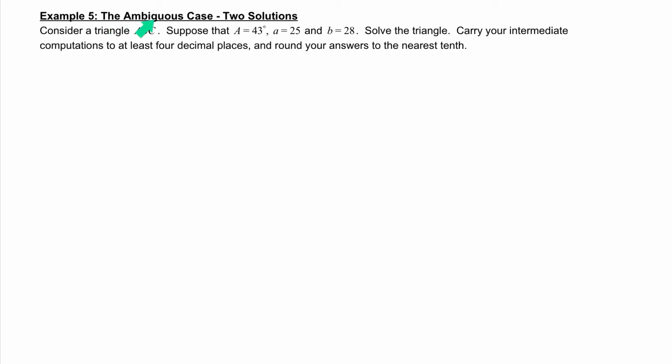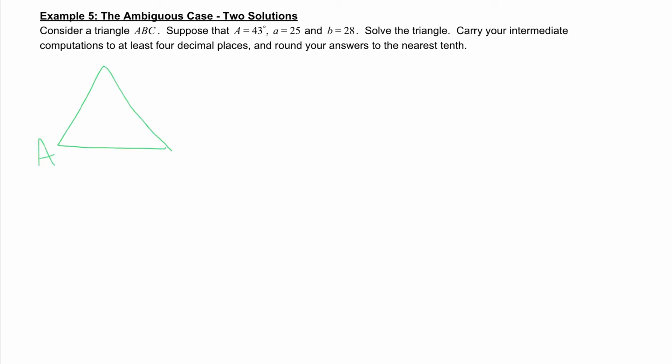In example 5, we're going to see that ambiguous case now that has two different solutions. It says, consider a triangle ABC. Suppose that A is 43 degrees, a is 25, and b is 28. Solve the triangle. Carry your intermediate computations to at least 4 decimal places and round your answers to the nearest tenth. So let's create our triangle first.